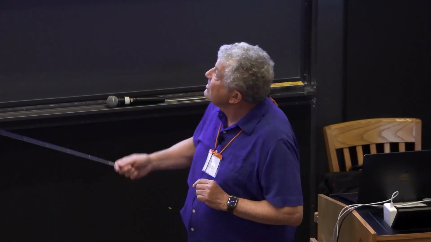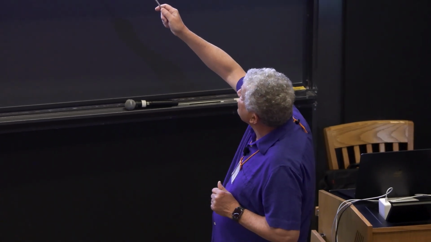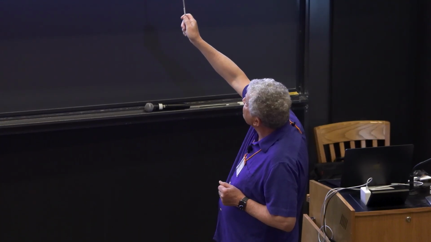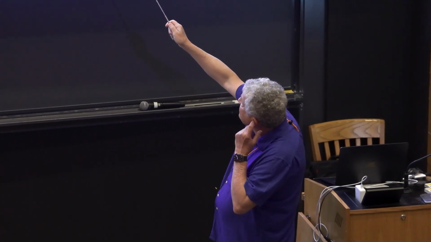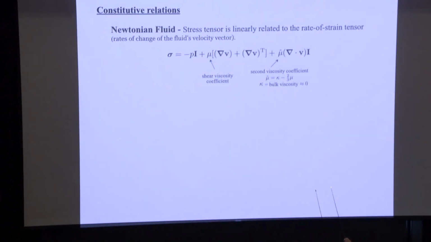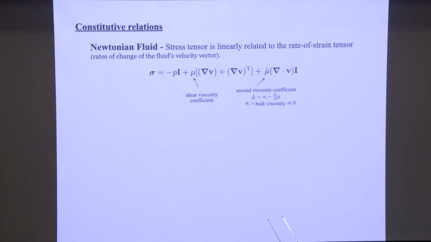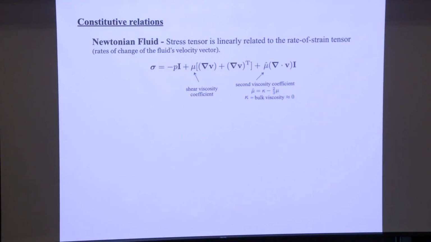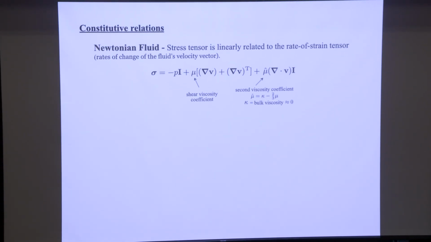And so I have a more complex relation, but it's not of concern in combustion. The expression that the stress tensor sigma is related to the rate of strain is usually expressed in this form, and it's known as a Newtonian fluid. P is the pressure, I is the unit tensor, so that's the first term on the right.